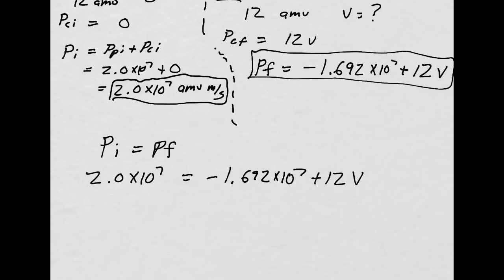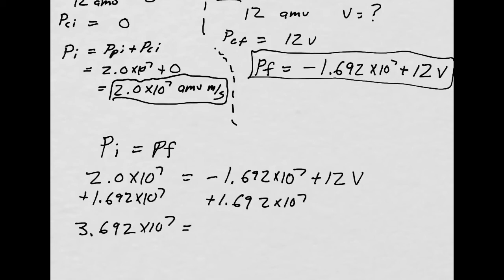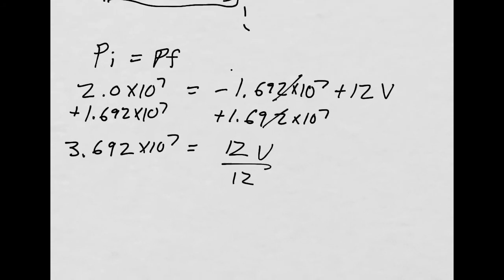So algebraically, all we have to do is add 1.692 times 10 to the 7 to both sides. 3.692 times 10 to the 7 is equal to 12V, because these guys cancel. So then we divide both sides by 12, and we get our final answer, which is 3.692 times 10 to the 7 divided by 12, which is 3.08 times 10 to the 6 meters per second.